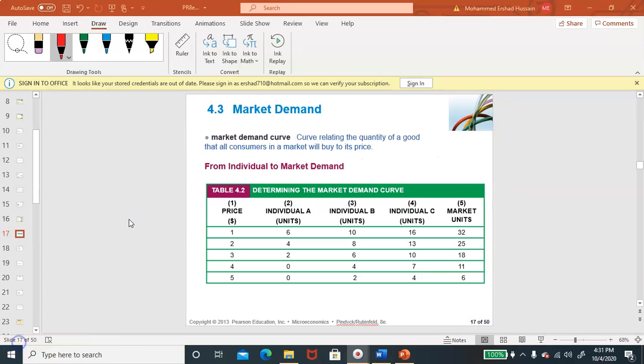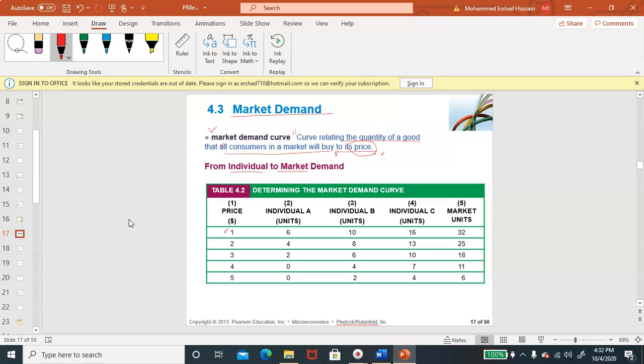Okay, so in this slide we have the concept of the market demand curve. How do we get that? The market demand curve relates the quantity of a good that all consumers in the market will buy to its price. So it is the demand by all consumers, the purchases by all consumers, related to the price of the product. This slide gives us the move from individual to market demand. These slides are on Canvas, you know that.